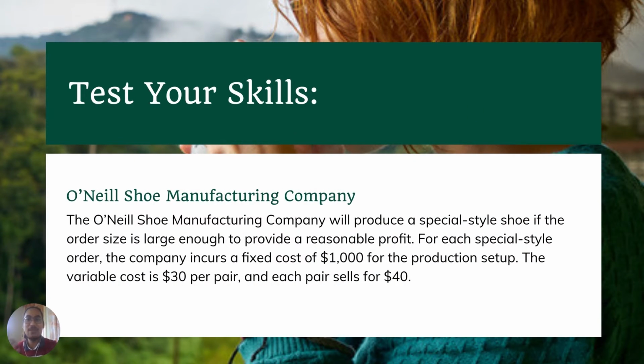Let us now check if we have mastered solving for the break-even quantity by looking at O'Neill Shoe Manufacturing Company. The O'Neill Shoe Manufacturing Company will produce a special style shoe if the order size is large enough to provide a reasonable profit. For each special style order, the company incurs a fixed cost of $1,000 for the production setup. The variable cost is $30 per pair, and each pair sells for $40. Now, I'm giving you 30 seconds to try and solve for the break-even quantity for O'Neill.